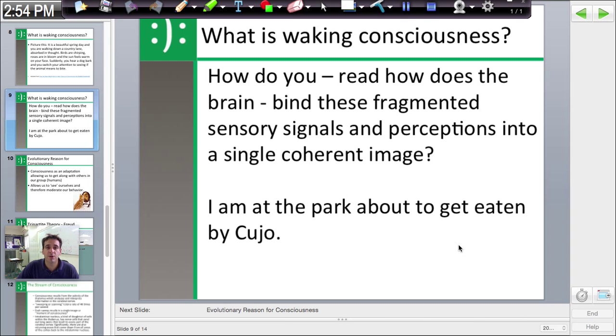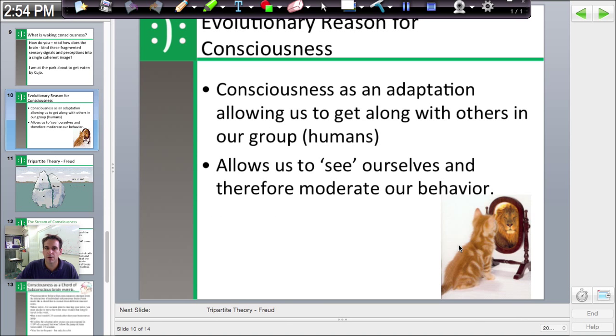Okay? So, how do you read? How does the brain bind these fragmented sensory signals and perceptions into a single coherent image? These are broken up, but yet our consciousness puts them together and we can figure out what it's supposed to be. Okay, does that make sense? I hope so. I'm going to keep going. Again, stop if you need to.